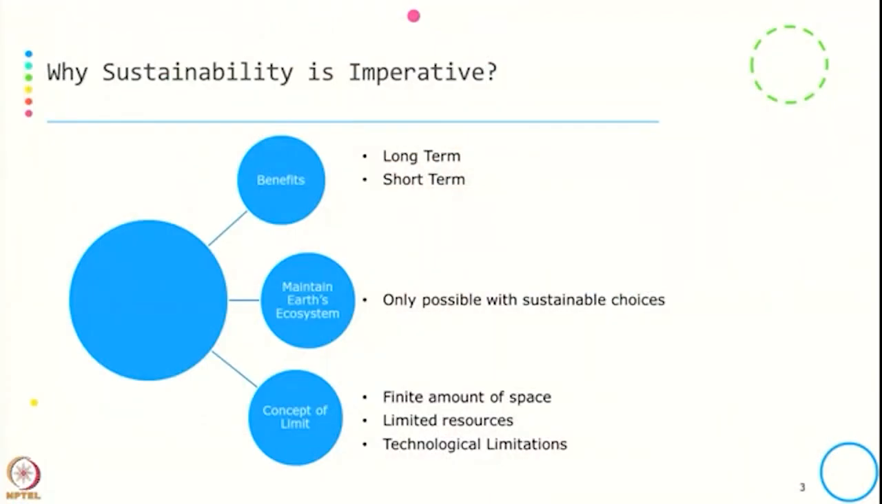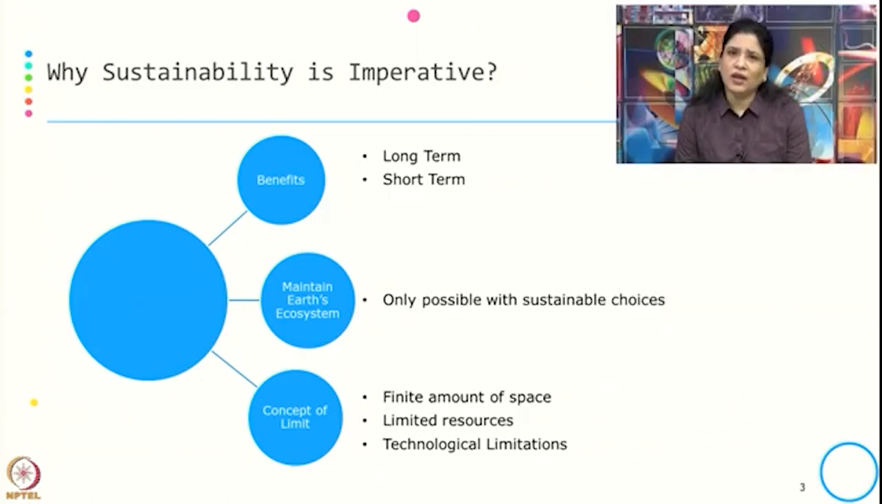And mostly whatever the issues, factors, or changes that have happened over a period of time that make sustainability imperative, we will try to understand and explore further. Now, why is sustainability imperative? We know that sustainability gives us benefit. Sometimes it gives us long-term benefit and sometimes short-term benefit.